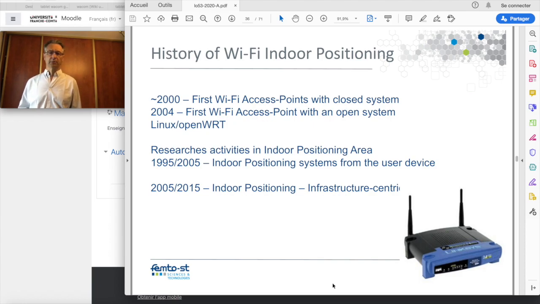So we started research activities on the indoor positioning area at the end of the 90s, sorry, and the beginning of 2000. So infrastructure-centric indoor positioning started from the year 2005.